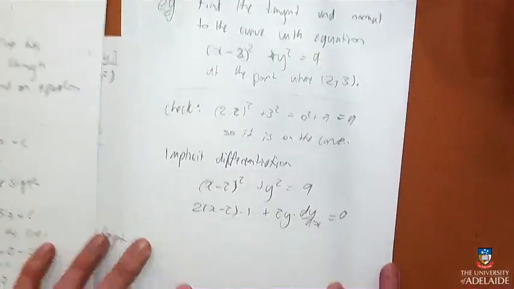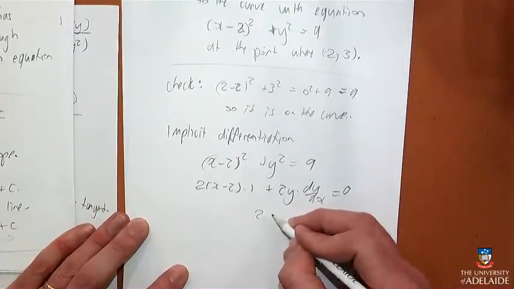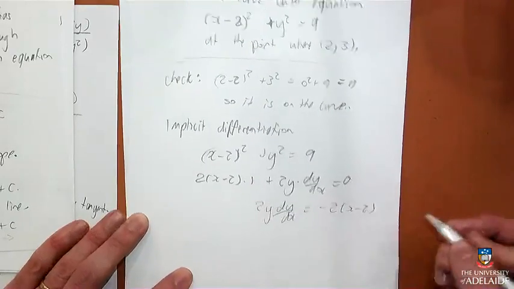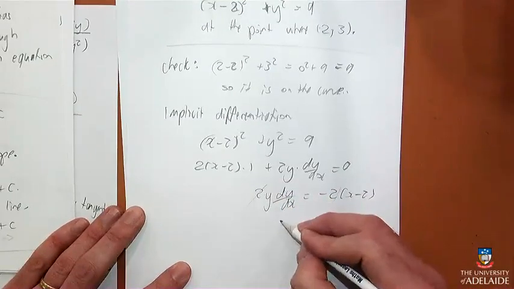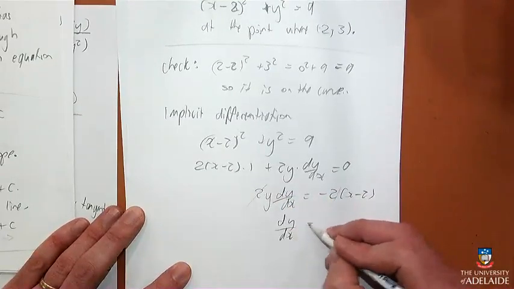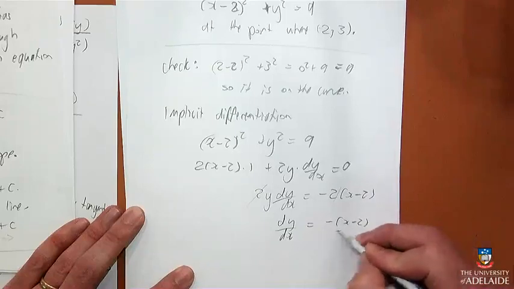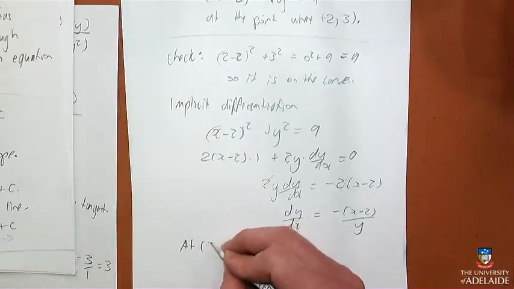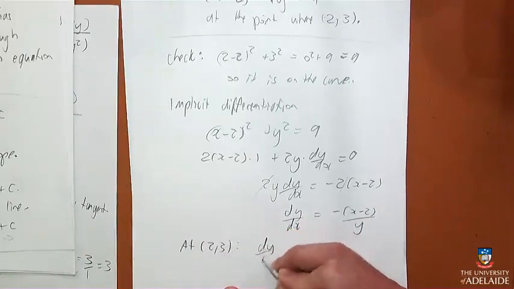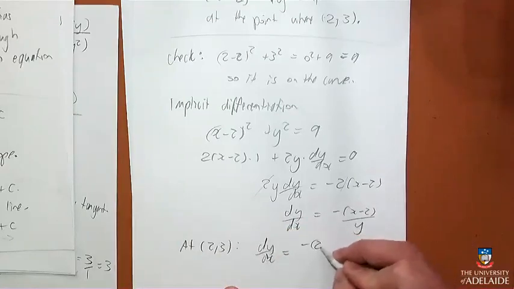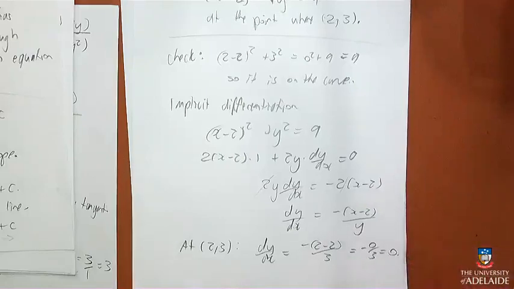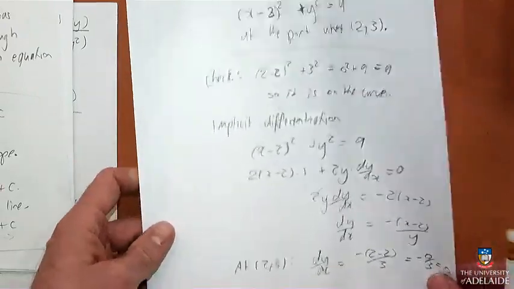And then this one's actually a lot easier to calculate. 2y dy on dx is minus 2(x minus 2). I can cancel out the 2's, and so dy on dx is minus (x minus 2) on y. Okay, and so at the point 2, 3, dy on dx works out to be minus 0 over 3, which is 0. Now a line of slope 0, well, let's just do it.